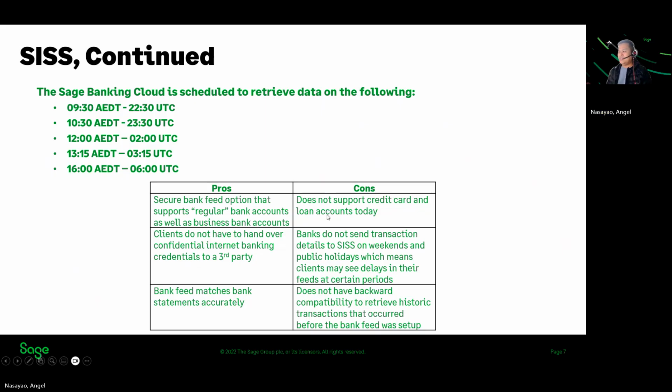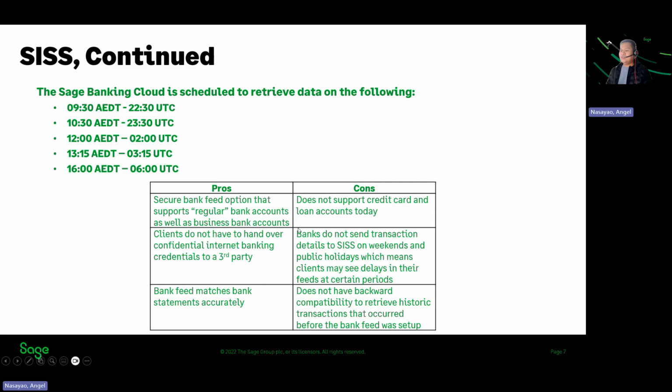But the banks do not send transaction details to SIS on weekends. That's one thing: SIS is dependent on what the bank is providing them. So if it's a weekend or public holiday, that information will not be available to SIS because the banks will not provide it, but only on the next banking day. So there can be some sort of delays there.